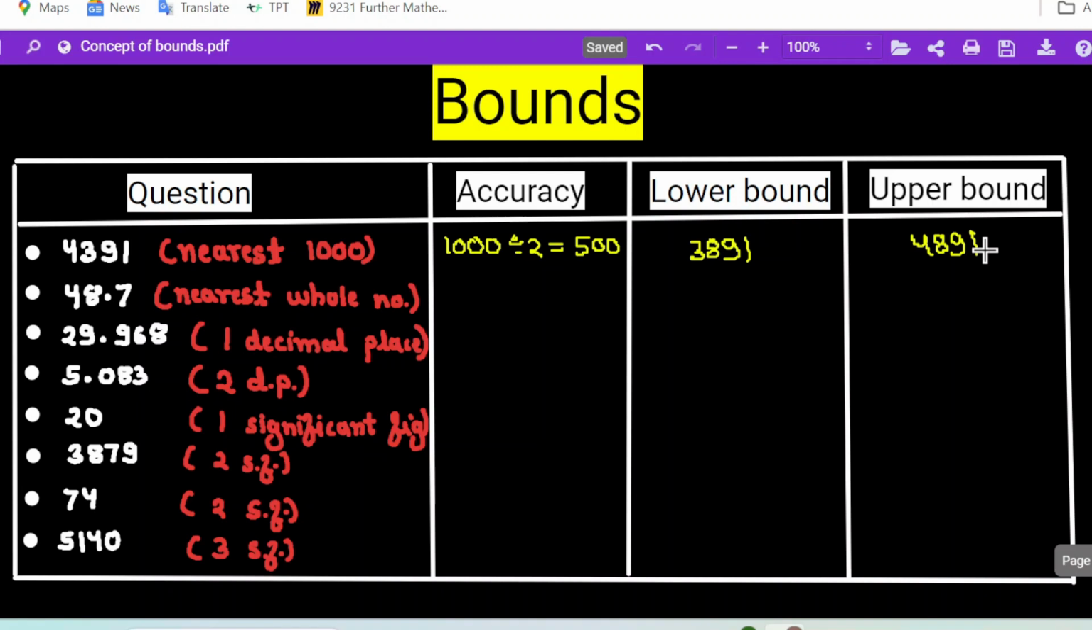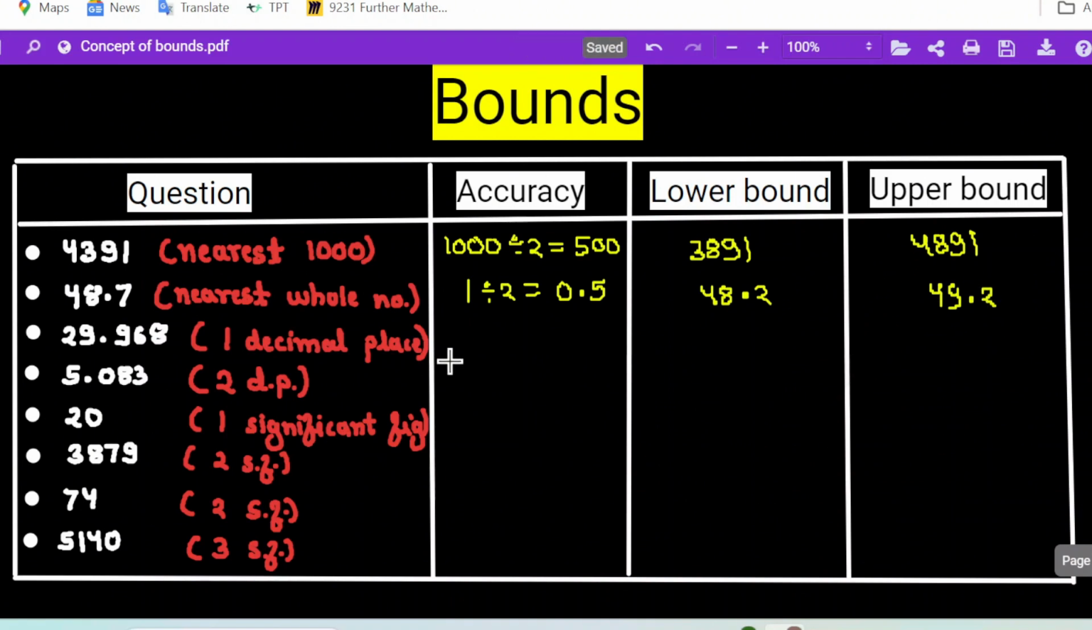48.7 to the nearest whole number. The nearest whole number is 1, so the nearest number would be 1. 1 divided by 2 gets us 0.5. Now subtract 0.5 from it and get the lower bound, add 0.5 to it and get the upper bound, right? I believe you all can do this. So 48.7 minus 0.5 would be 48.2. 48.7 plus 0.5 would be 49.2. Just check the answers.